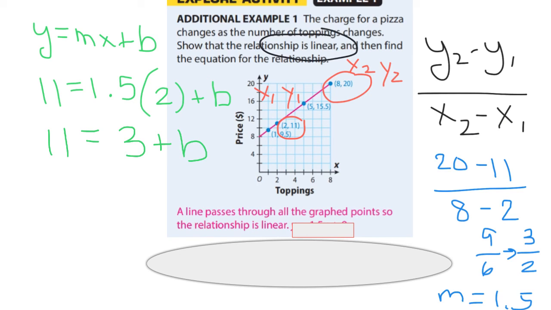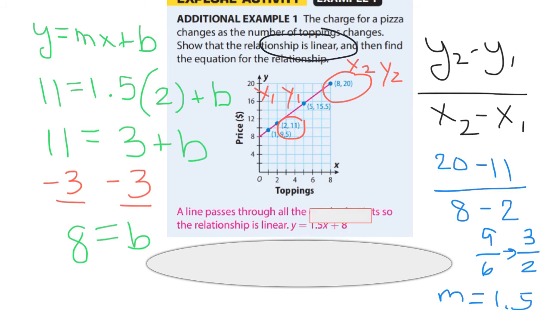And then you're going to take 3 away from both sides. The objective here is to solve for b. So subtract 3 from both sides, and b is going to equal 8. So now you have your slope, you have your intercept, you have your equation.